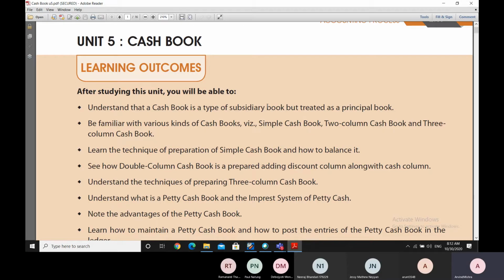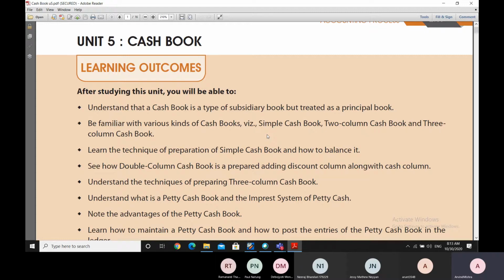You will also become familiar with various kinds of cash books like a simple, 2-column and 3-column cash books. You will also learn the technique of preparing a simple cash book and the technique of how to balance that cash book. You'll also see how a double column cash book is prepared by adding the discount column along with the cash column. You will also understand the techniques of preparing a 3-columnar cash book.